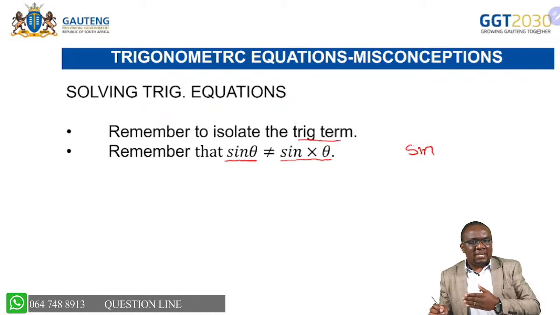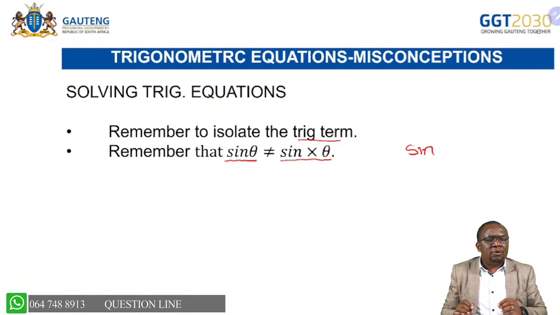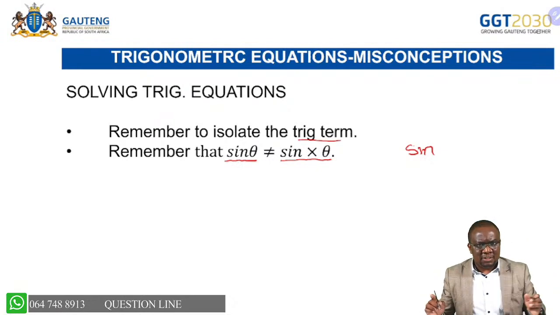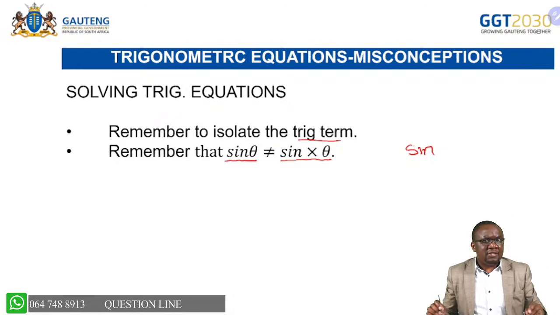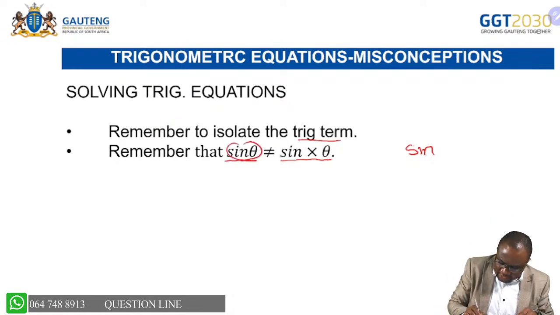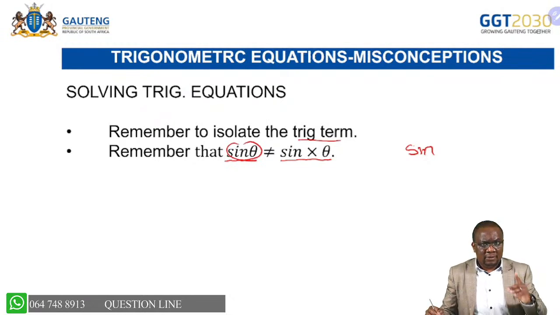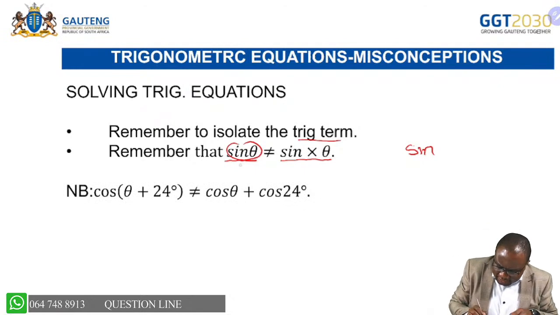Cosine of angle A, something like that, okay? So what I'm saying here does not apply to sine theta only. It applies to all the trigonometric ratios, okay? So remember that you cannot separate sine and theta there. Sine of angle theta must be written like this. And these two things are not equal. Don't forget that.